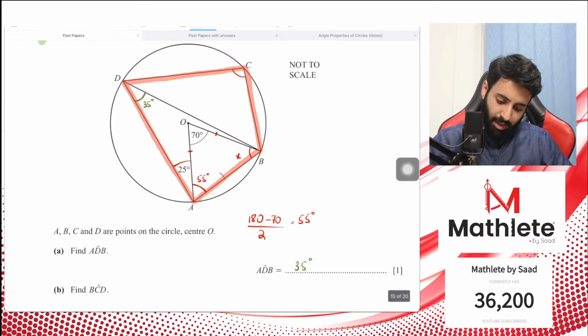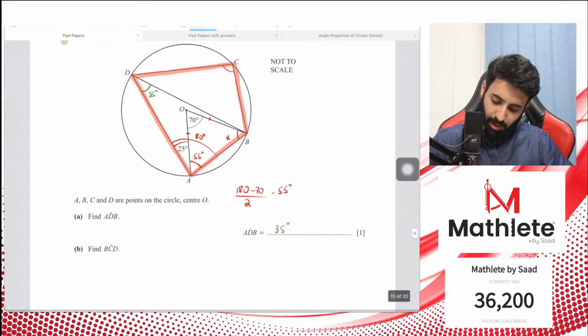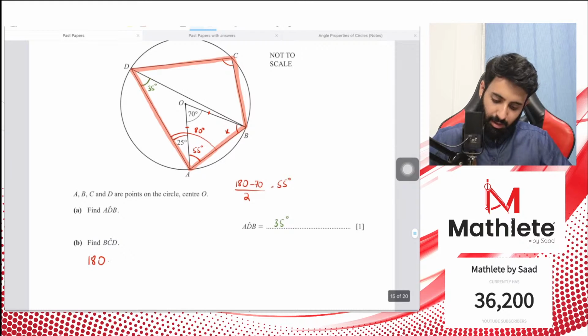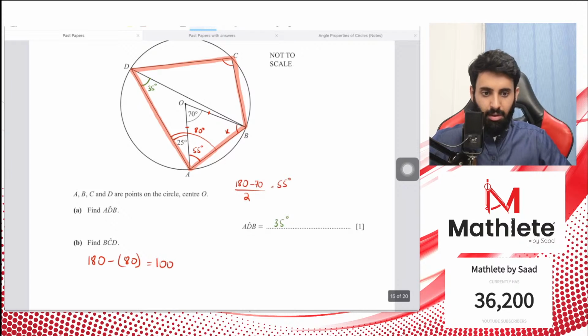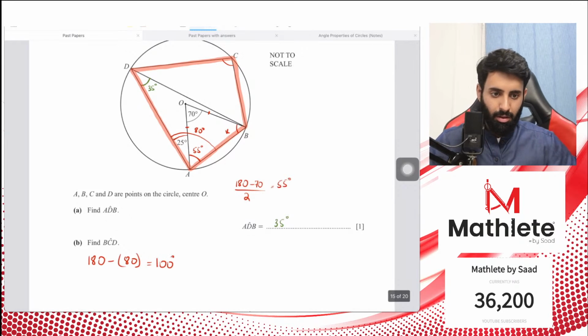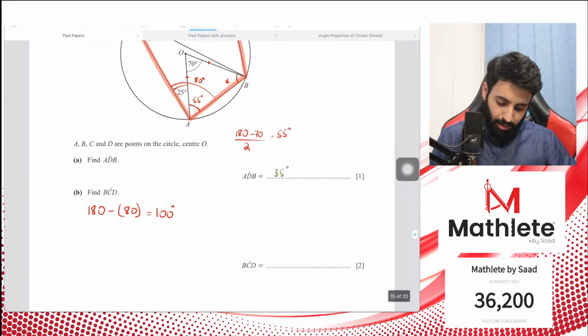That means this entire angle is going to be equal to 60, 70, 80. Yep, it's going to be equal to 80 degrees. And now we can work out BCD by simply subtracting 80 from 180, and there you go, it's 100 degrees. Okay, there you go, that's the answer.